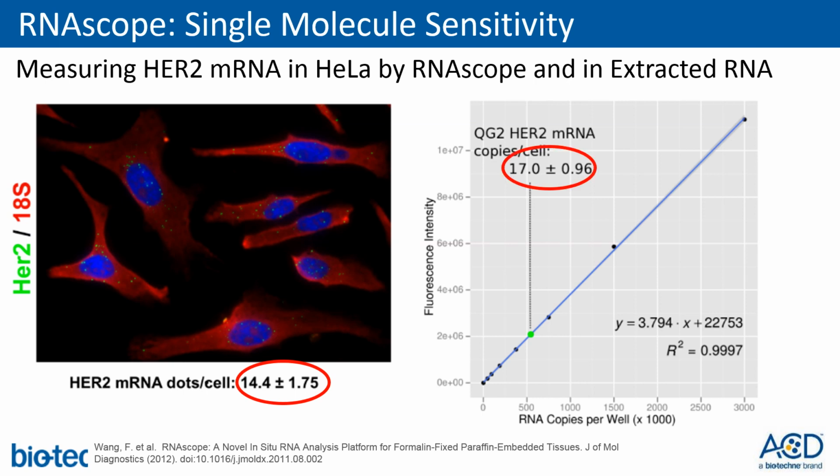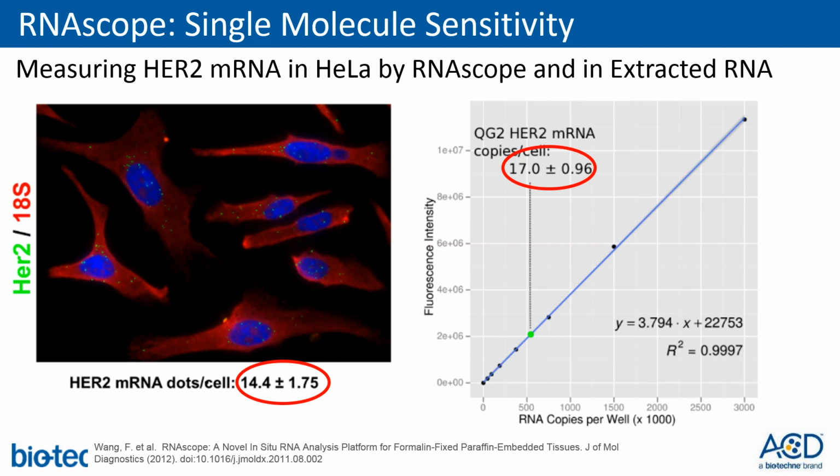And the outcome of this comparison is showing that when we count, in this case, green dots corresponding to HER2 transcript from an RNAscope assay, we get about 14 dots per cell in a field of view. And in comparison, if we quantify HER2 transcript in solution, we get about 17 copies on average from extracted RNAs. So the primary conclusion here is that a dot corresponds to a single molecule of RNA.